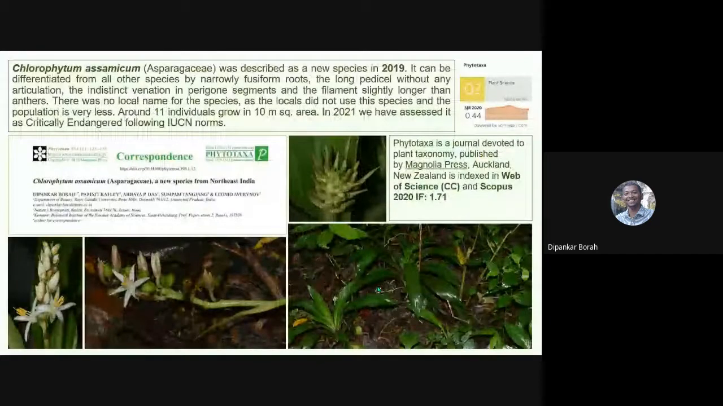The most interesting highlights of the study were the description of 3 new taxa for science from BRF. The first one is Chlorophytum assamicum of the family Asparagaceae, which was described as a new species in the year 2019. The species was not used by the locals, hence they do not have any local name. Around 11 individuals grow in a 10 meter square area. In 2021, we assessed it as critically endangered following IUCN norms. The study was then published in the journal Phytotaxa, published by Magnolia Press, New Zealand.